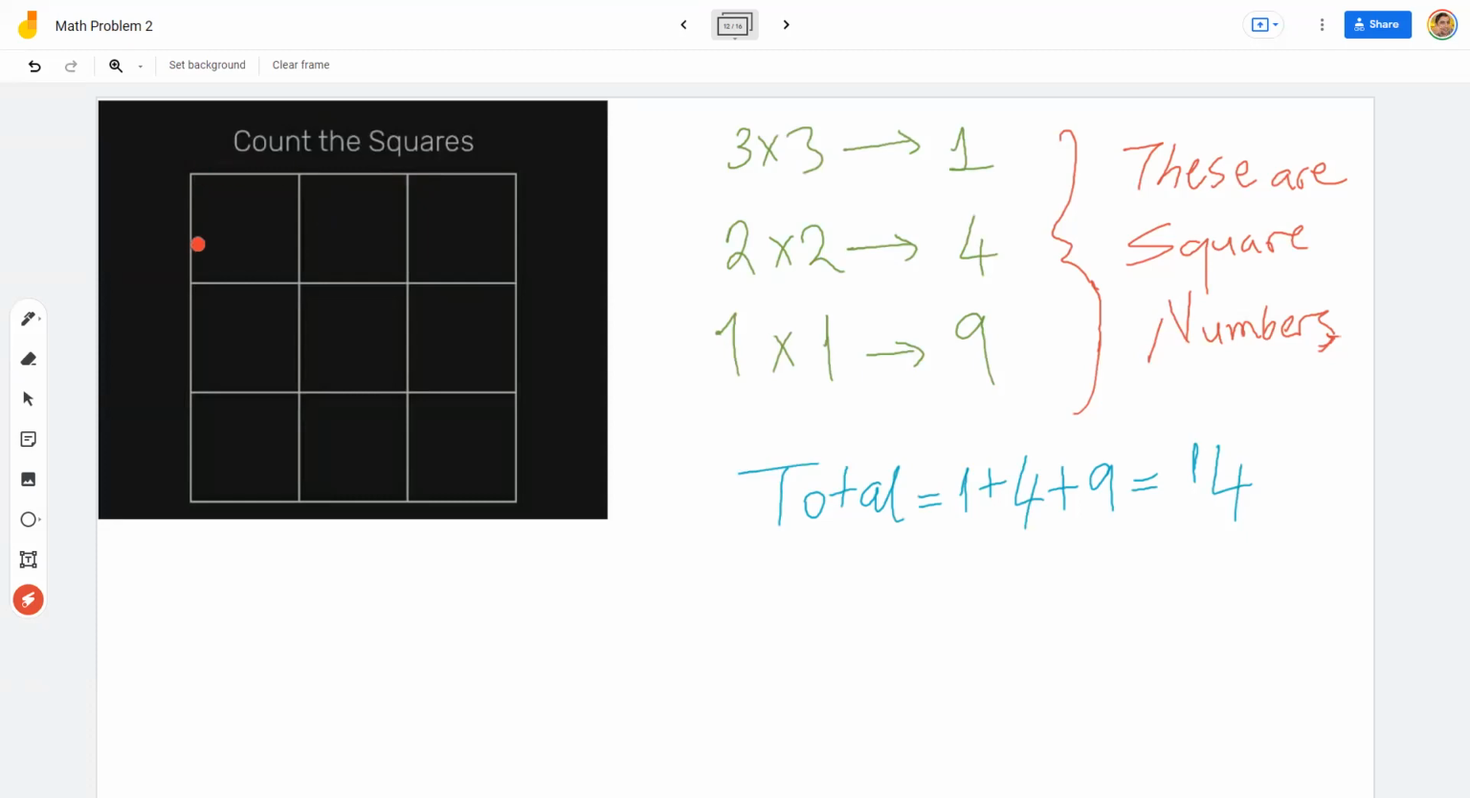We can check quickly. This is 1, 2, 3, and 4. So as you see, we have 4 of them. And 1 by 1, the smallest square, we have 9 of them. 3 times 3. So as you see, these are the square numbers. So in total, we have 1 plus 4 plus 9 equals 14.